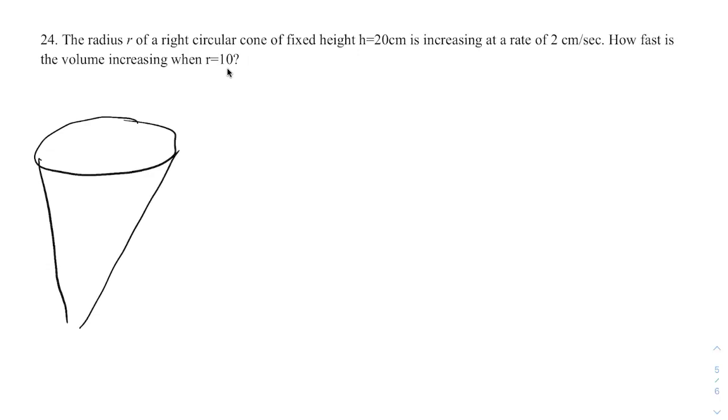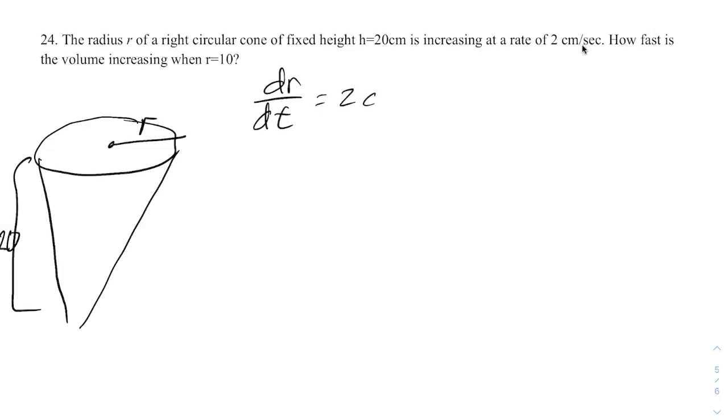So a right circular cone is fixed to a height of 20. The radius of a right circular cone of fixed height is increasing at a rate of 2 centimeters per second. So my radius is actually changing. So saying dr/dt equals 2 centimeters per second. Alright, I'll think about that for a second.